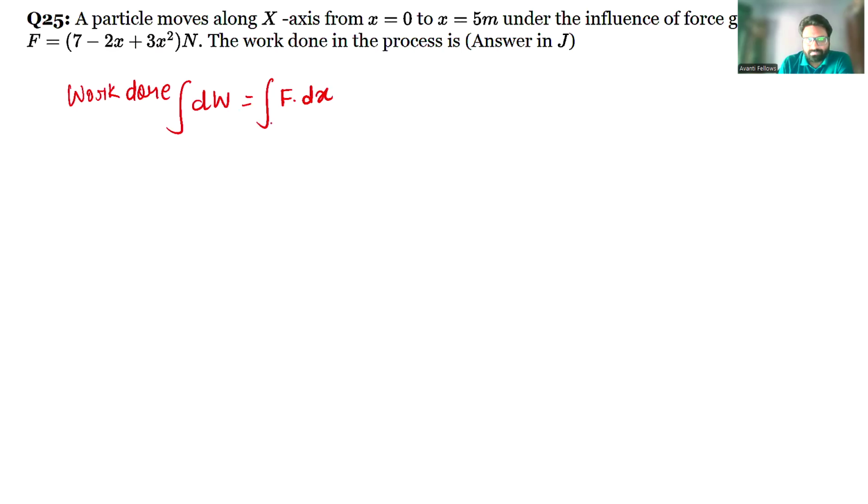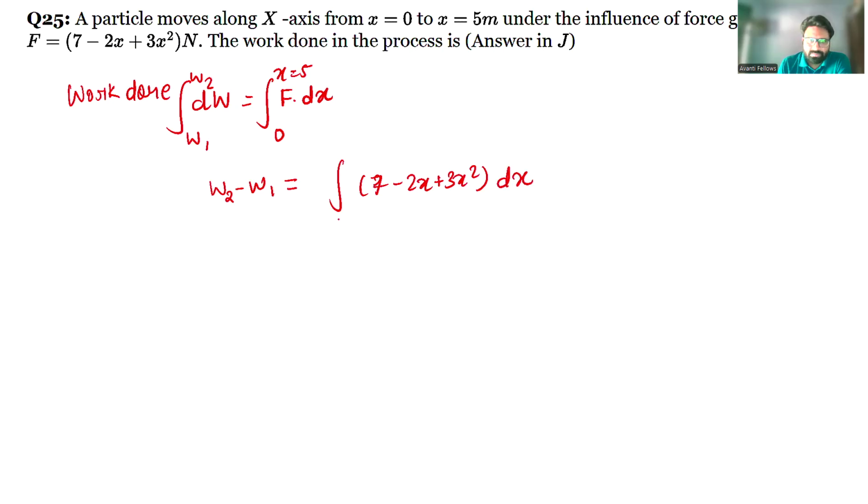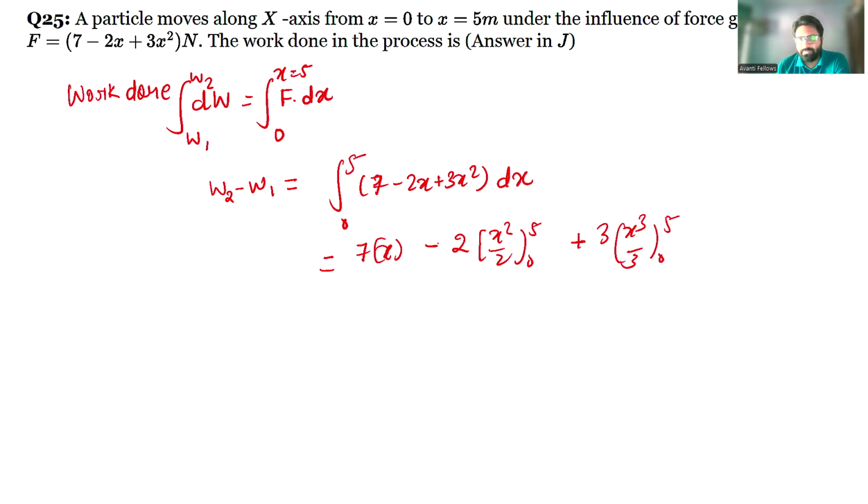And let's say at x is equals to 0, the work done is W1, and at x is equals to 5, the work done is W2. So net work done is W2 minus W1 is equals to integration of 7 minus 2x plus 3x square dx, 0 to 5. Now just integrate it, it will become 7 into x. It will become minus 2 by x square by 2, limits are 0 to 5, plus 3x cube by 3, limits are 0 to 5. Then 2 and 2 will cancel, 3 and 3 will cancel.